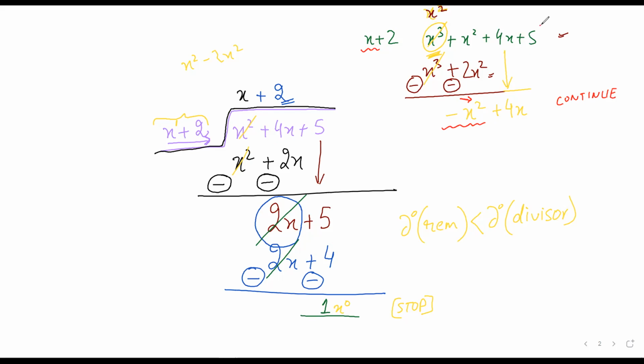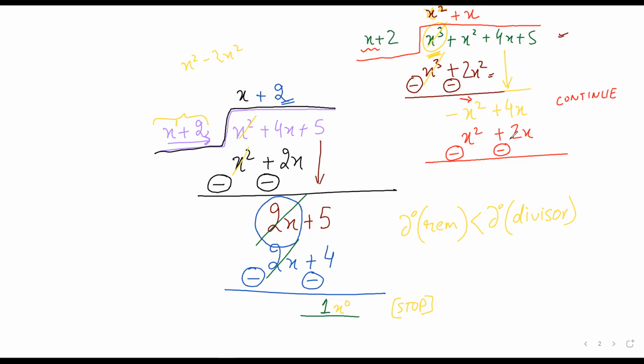We can multiply it by x. So let us multiply and see what happens. So x into x is x square. X into 2 is 2x. Is it okay? Yes, sir. This plus will become minus. Is it okay? Yes, sir.